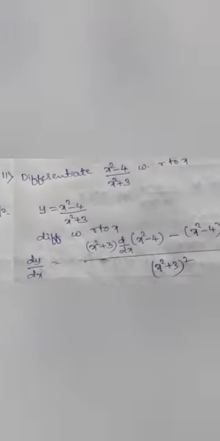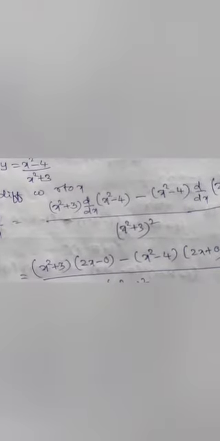Okay. Next, first problem on this rule. Here in the numerator, x square minus 4 is there, and in the denominator, x square plus 3 is there. Differentiate with respect to x: the denominator square, the denominator as it is, into d by dx of x square minus 4, minus x square minus 4 as it is, d by dx of x to the power 2 plus 3, and x square plus 3 as it is.